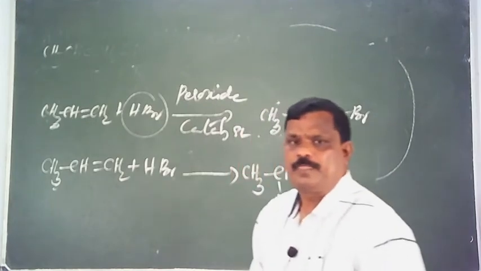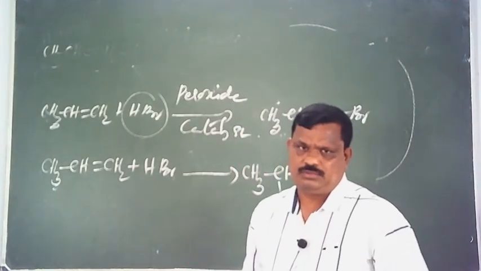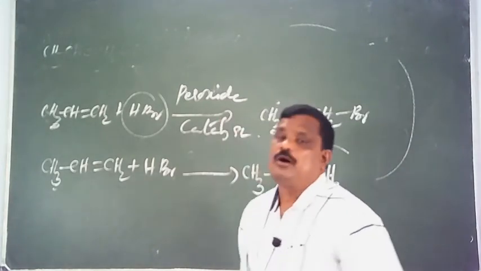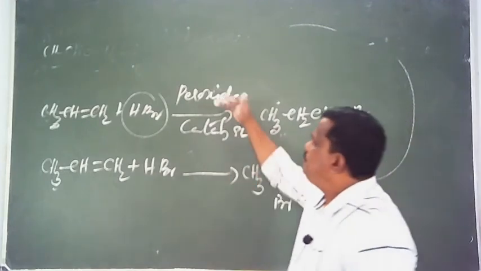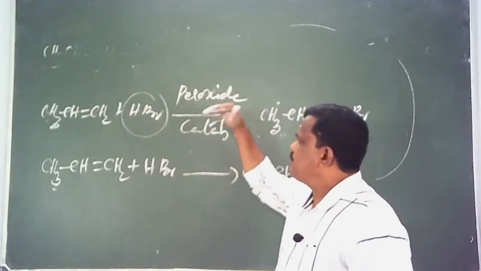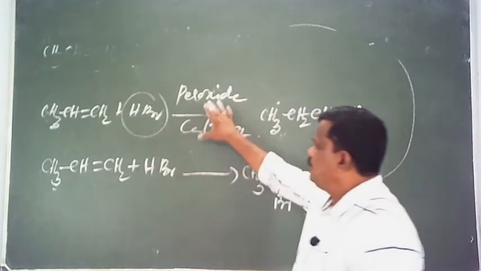If a peroxide is used, the reaction takes place against Markovnikov's rule, contrary to Markovnikov's rule. It is called anti-Markovnikov's addition or peroxide effect, Kharasch effect or peroxide effect or anti-Markovnikov's rule. You see the difference.